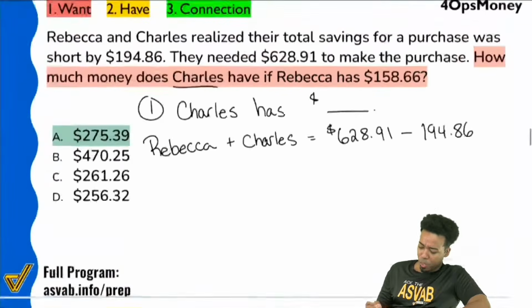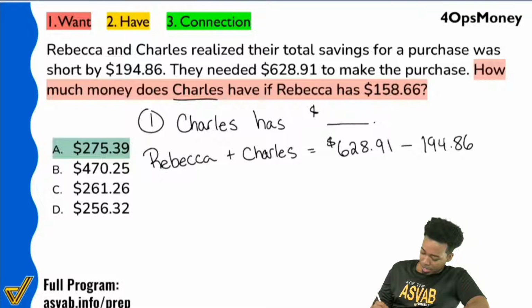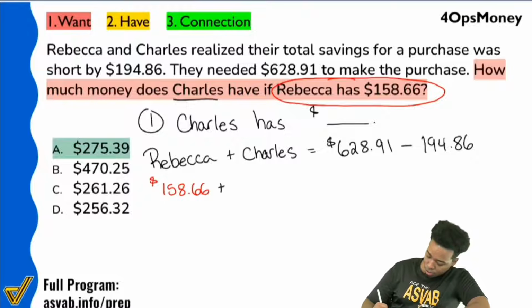Everybody, whose money do we know we have? We know we have Rebecca's. Rebecca has how much money exactly? Help me out. Right, 158.66. So we have 158.66 plus Charles, which is who we're looking for.